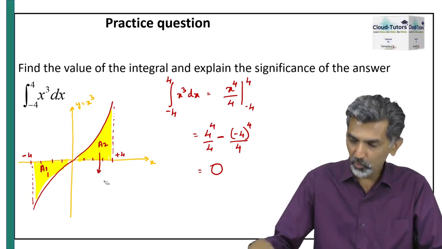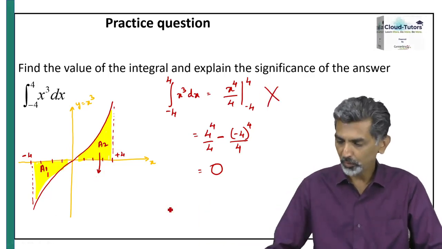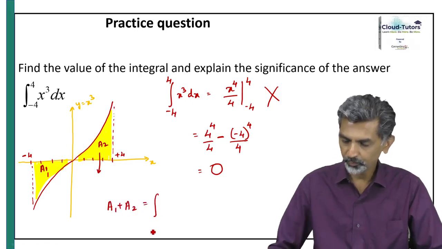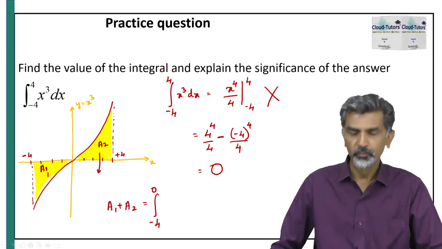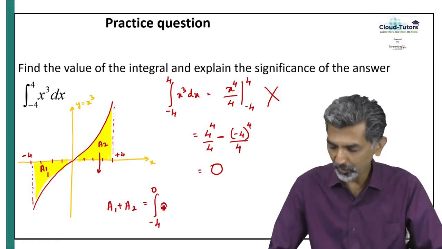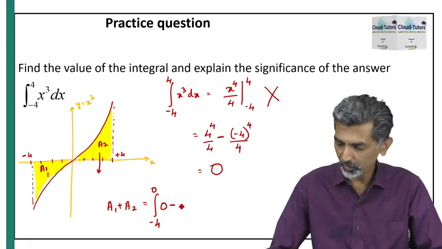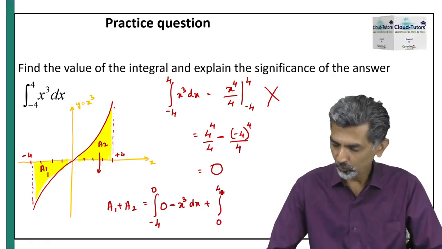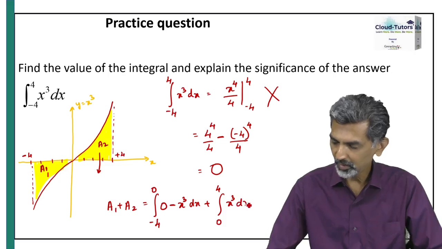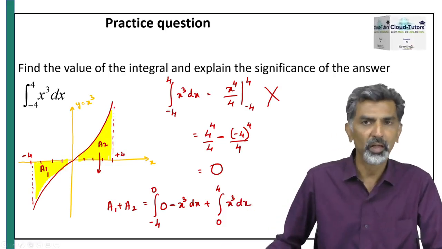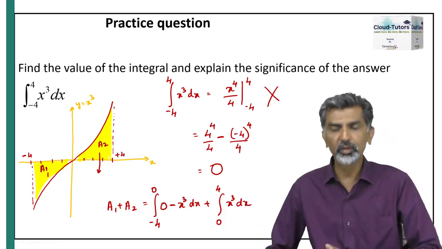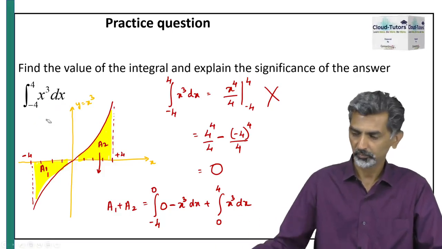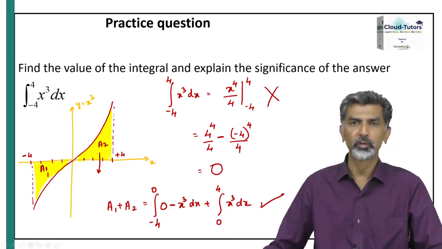Instead, we should not be doing integration like this. Instead, you should write it as a1 plus a2 is equal to the integral from -4 to 0. In a1, the upper part of the curve is the x-axis. The lower part of the curve is the function x cubed dx plus the integral from 0 to 4 of x cubed. This will give you the right answer. So this is the significance of getting 0 when you integrate it like this. This is the right way to do it.